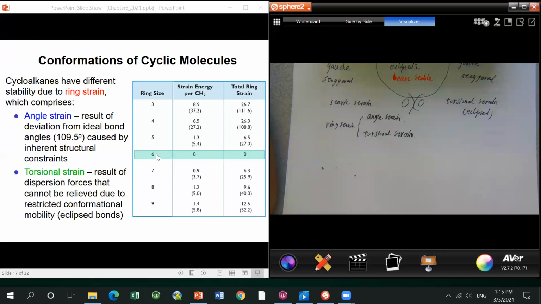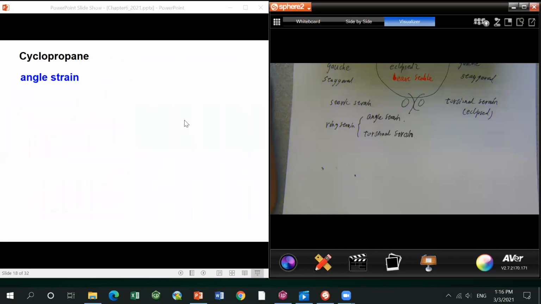But if we further increase the ring size, 7-membered, 8-membered, 9-membered, then the ring strain increases a little bit. Here we'll study all these ring sizes in terms of ring strain, and mainly focus on the 6-membered case, cyclohexane. We do them one by one, and the first one is cyclopropane.